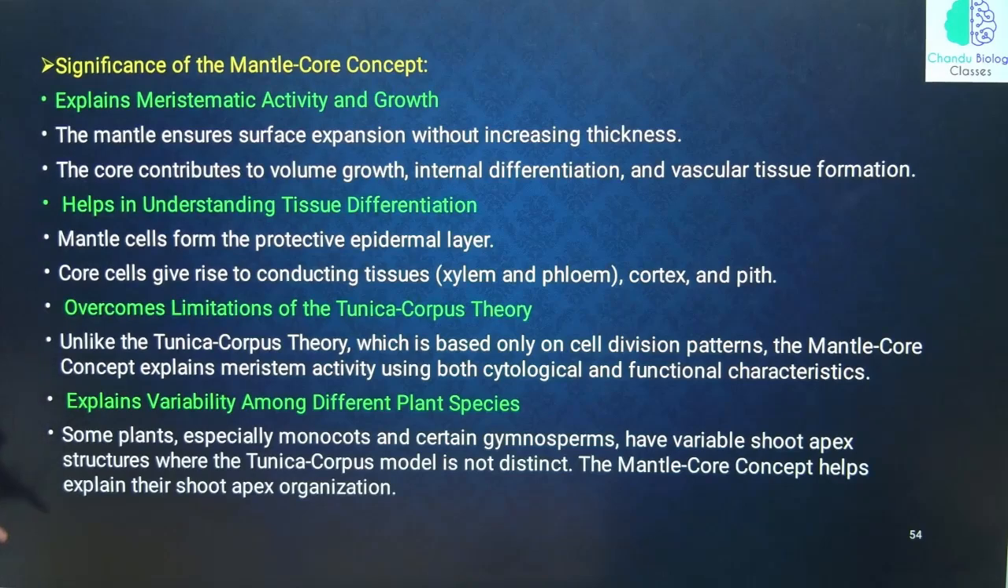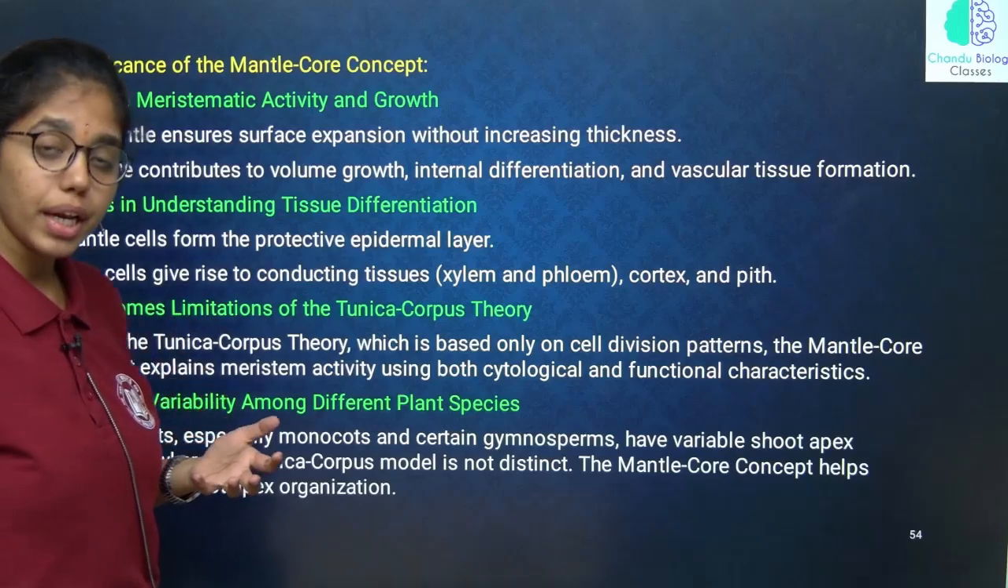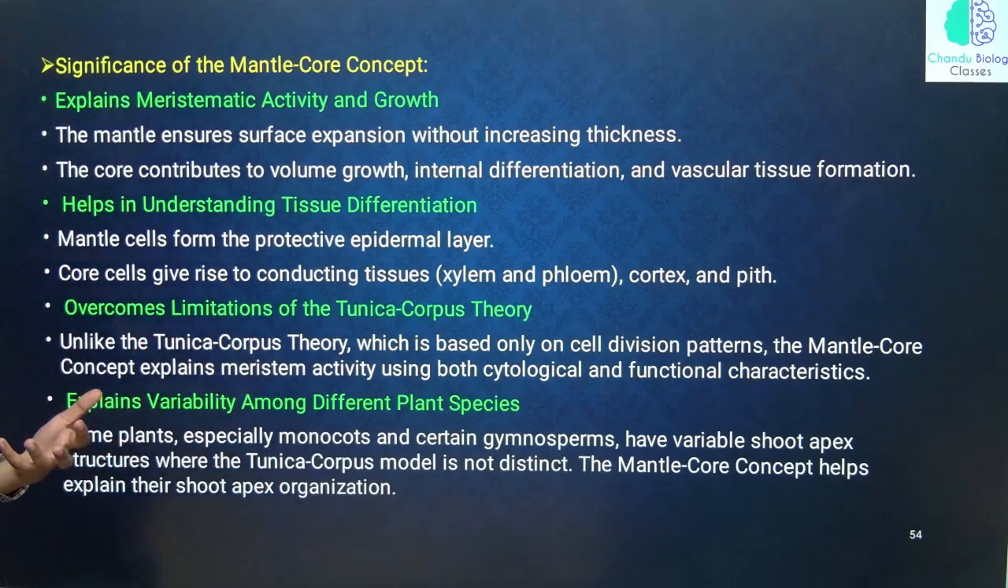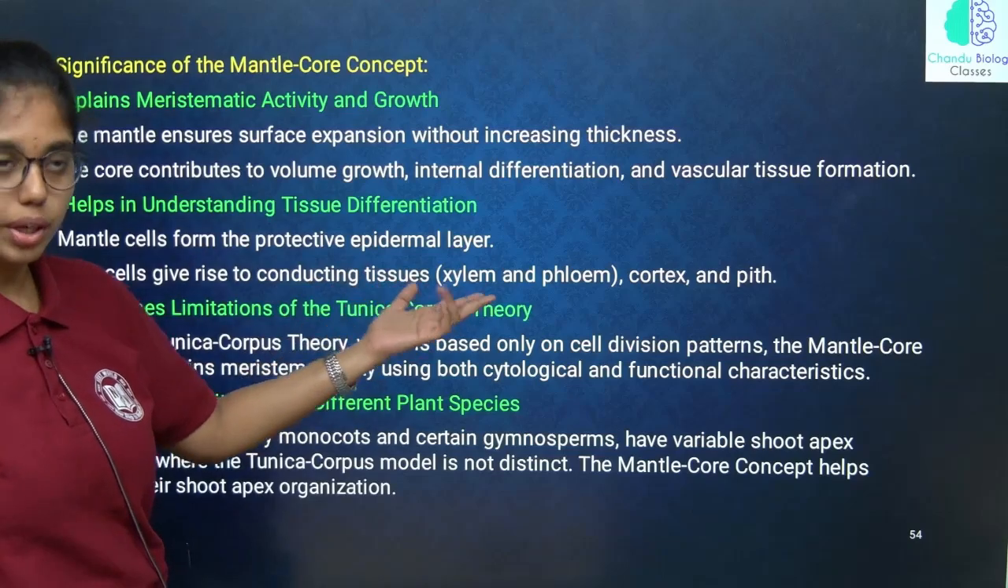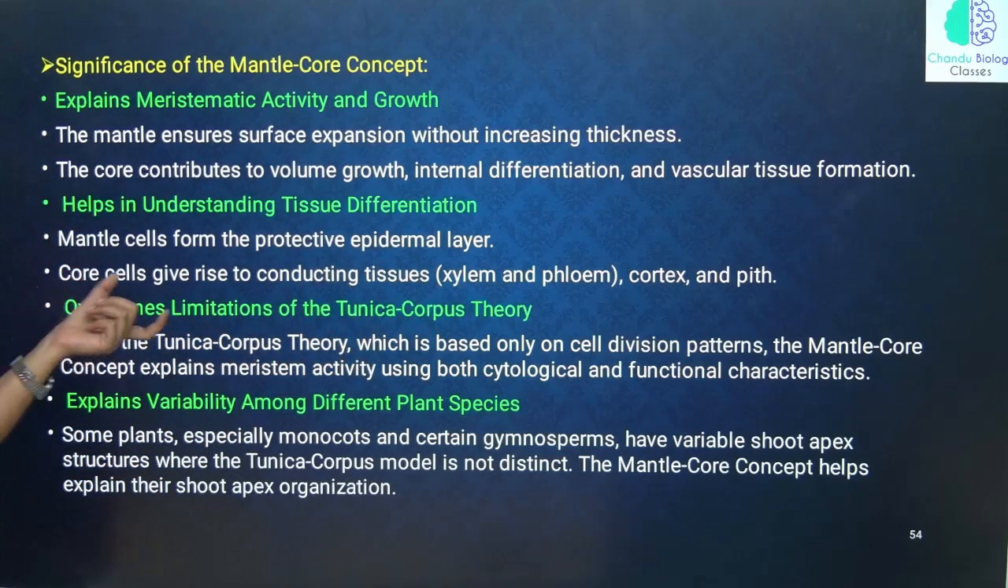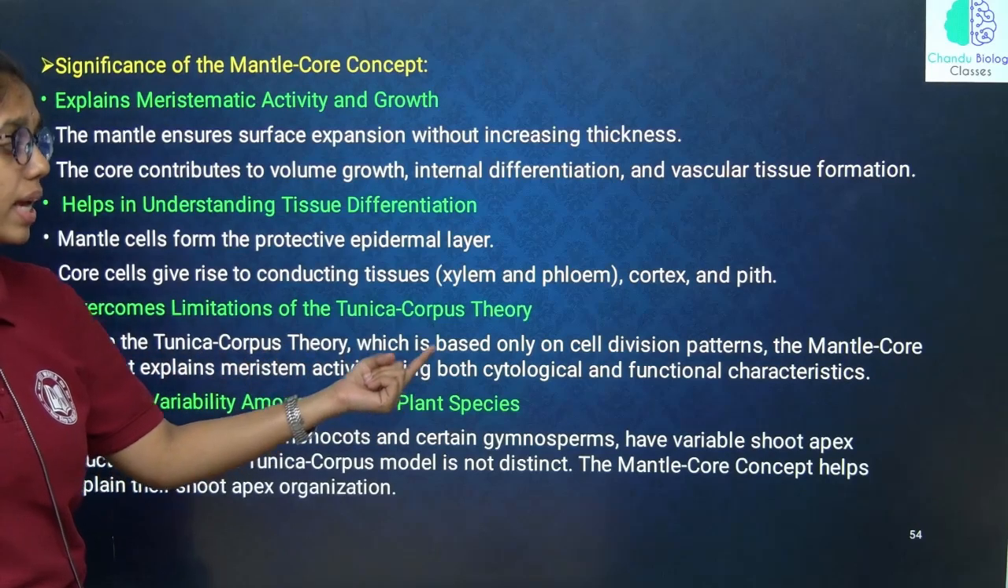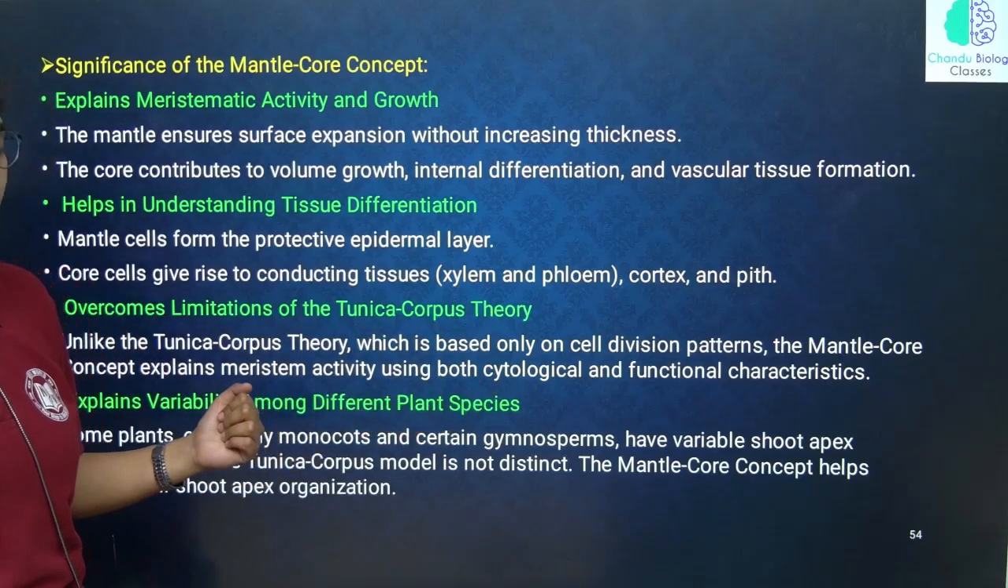Next, the significance of the mantle-core concept. This theory explains the clear activity of the meristem and its growth. Second, it helps in understanding tissue differentiation, be it epidermal layer formation, cortical layer differentiation or vascular tissue differentiation. Third, it overcomes the limitations of the Tunica-corpus theory because it uses both cytological and functional characteristics.